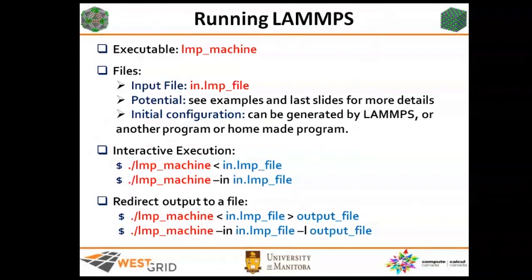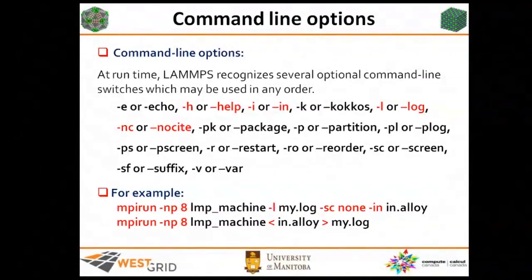Now, how to run LAMMPS? When you compile, you will get a binary or executable. If I use, for example, icc_openmpi, at the end I will get an executable lmp_icc_openmpi. You can rename it if you want. Now to run, you need an input file where you put all the commands. You need the potential. To see the potential, you can just go to the examples. You will find many examples there.